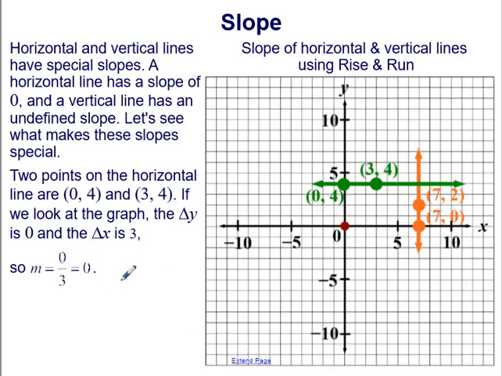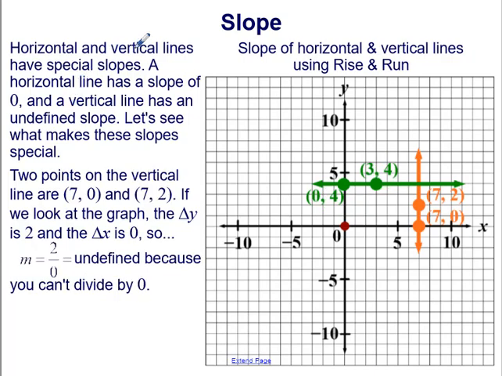Horizontal and vertical lines have special slopes. A horizontal line has a slope of 0, and a vertical line has an undefined slope. Let's see what makes these slopes so special. So 2 points on the horizontal line are 0, 4, and 3, 4. If we look at the graph, the delta y is 0 and the delta x is 3. Basically, there's no change in y. You still have a y value of 4 in each of your points. So m, delta y over delta x, is 0 divided by 3, which simplifies to 0. So the slope of any horizontal line is 0.